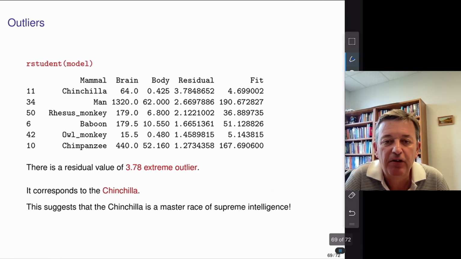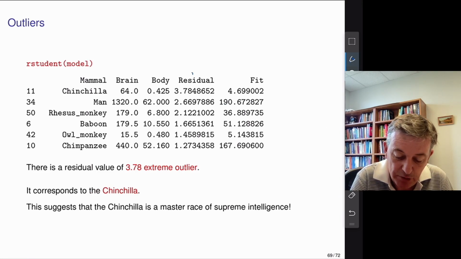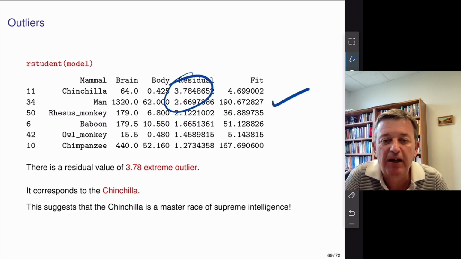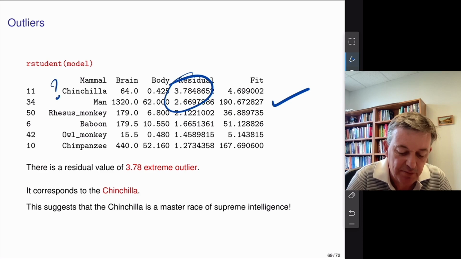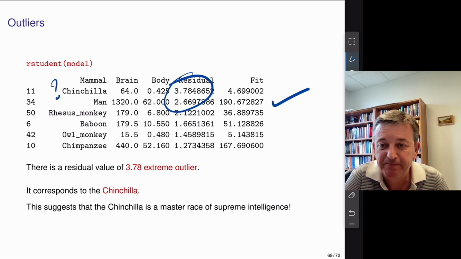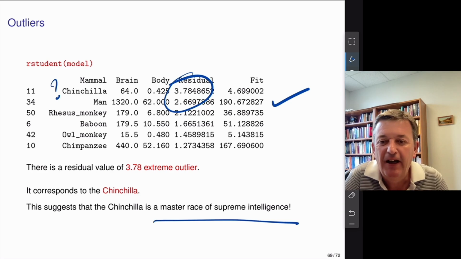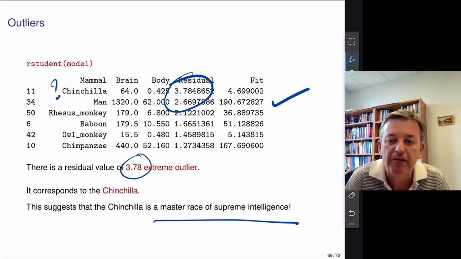Now let's go to our outliers. What has the largest outliers? We have two candidates. There's mankind, we're currently in second place. And if you believe my regression, the world's smartest mammal is a chinchilla. So I guess I'm trying to prove that the chinchilla is a master race of supreme intelligence. I think the fur of a chinchilla is used to make fur coats. So he has the extreme outlier.